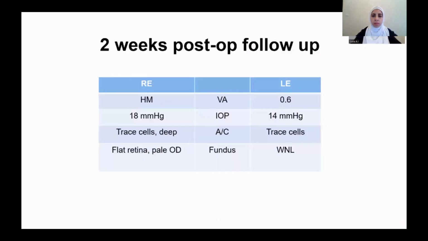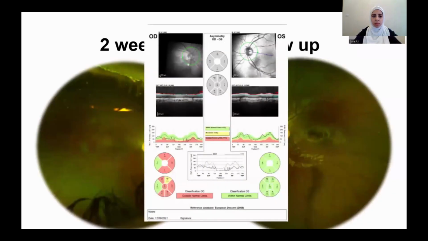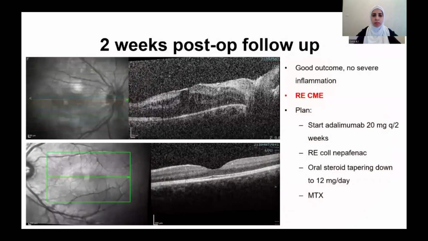2 weeks post-op follow-up, her visual acuity in the right eye was hand motion, in the left eye 0.6. Her intraocular pressure was normal, with minimal inflammation in the anterior chamber. Her fundus examination showed right eye optic disc pallor, in the left eye was normal. Also, in the OCT retinal nerve fiber layer, there was marked thinning in the right eye. In the left eye, it was within normal limits.